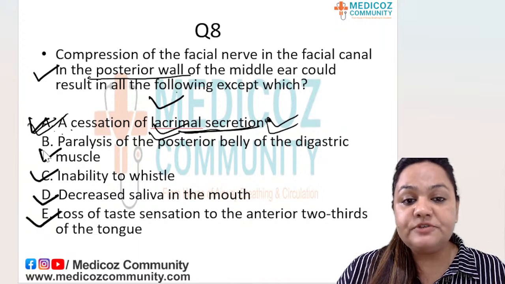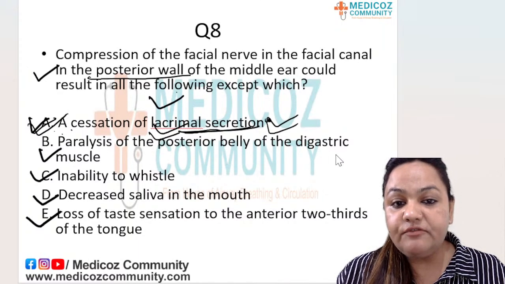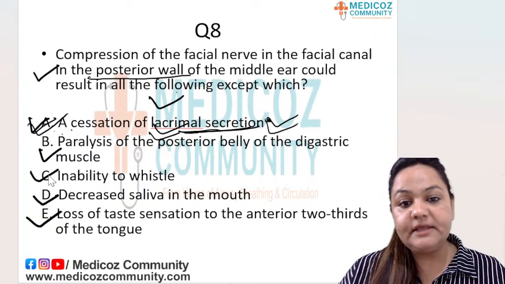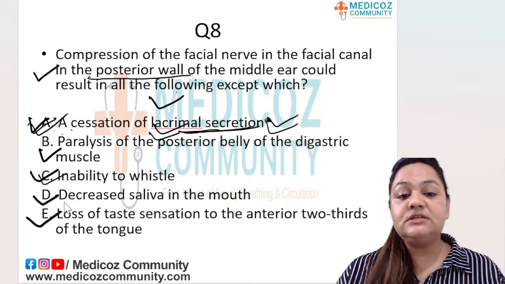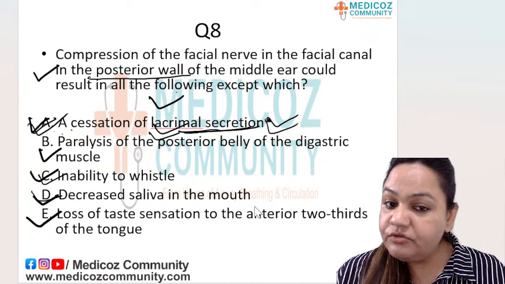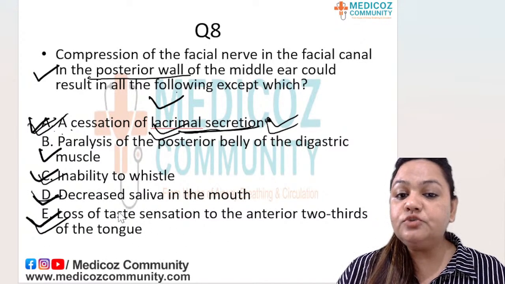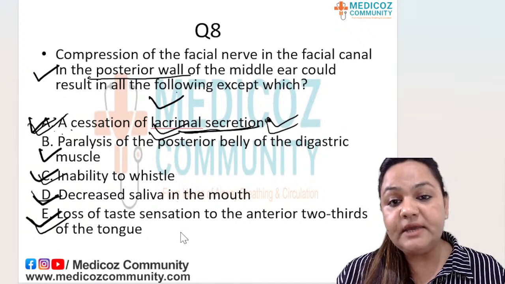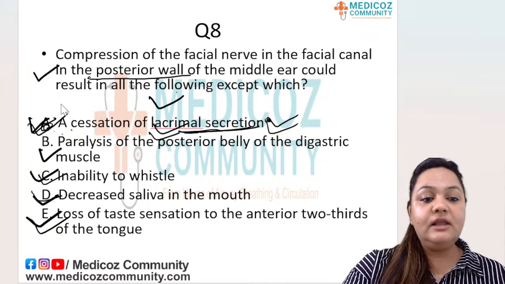Now we have other options, we will look into them. Option B, paralysis of the posterior belly of the digastric muscle. Yes, it will be there. Inability to whistle, again it will be there, because muscles of the face are supplied by the facial nerve. Decreased salivation in the mouth, yes, it will be there. Loss of taste sensation from the anterior two-thirds of the tongue, all these points will be there except option A. So our answer is option A.